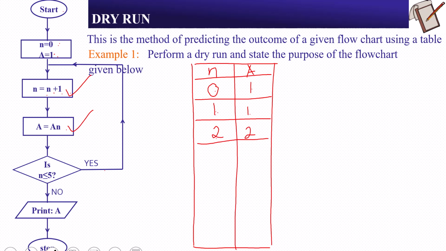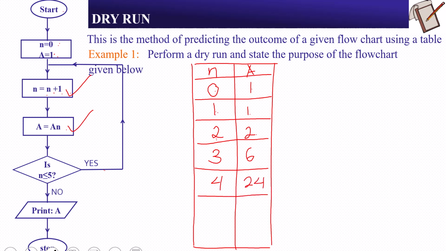Is n still less or equal to 5? Yes. So we go back, follow the arrow to increase the value of n. So n becomes n plus 1. Our n is 2 plus 1 becomes 3. Then our a becomes a times n. Our a is 2 times 3 becomes 6. And then we continue. We ask ourselves, is n less or equal to 5? Yes. If it's a yes, we increase n by 1. So it becomes 4. And 4 times 6, that is a times n, becomes 24.